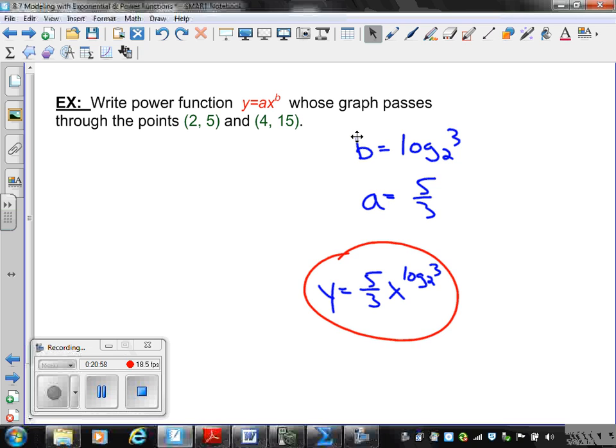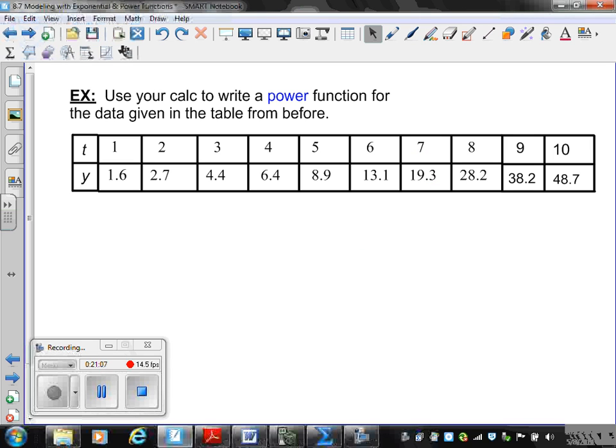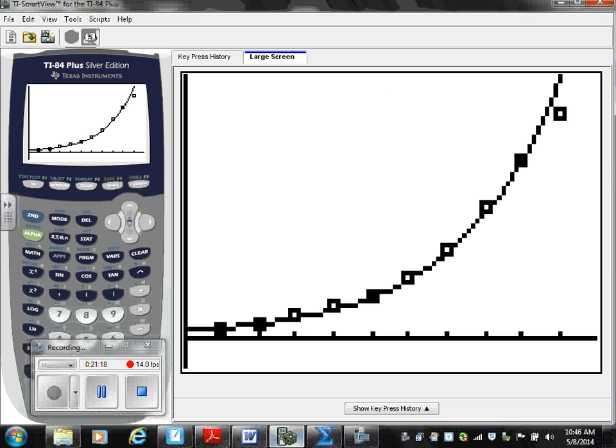Okay, last bit here, and then we'll call it a day. So let's go back to that same data we had before, and this time we're going to write the power function. So I don't need to edit or add anything new to my calculator. I'm just going to bring it up. I'm going to go back into my stats. All the data is already in there. So I'm just going to go over to calculate now.